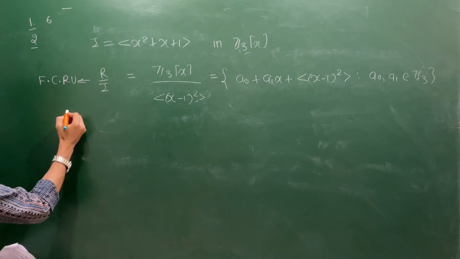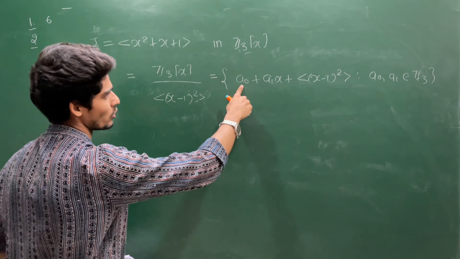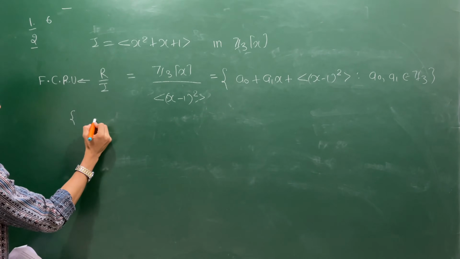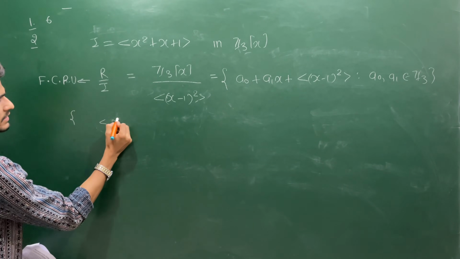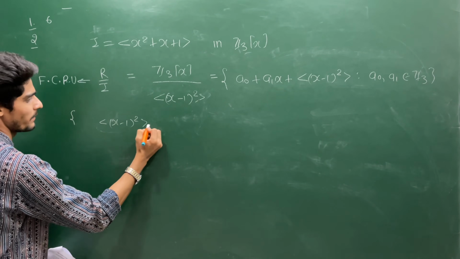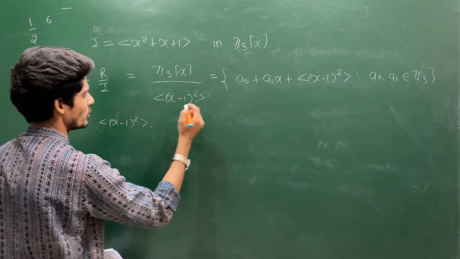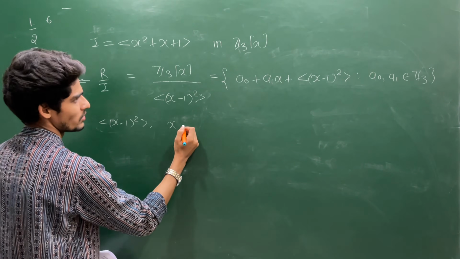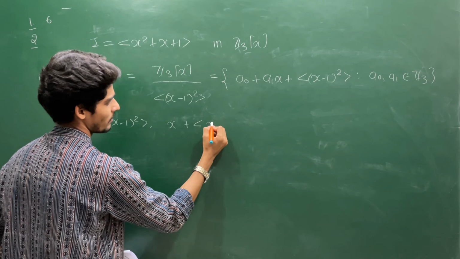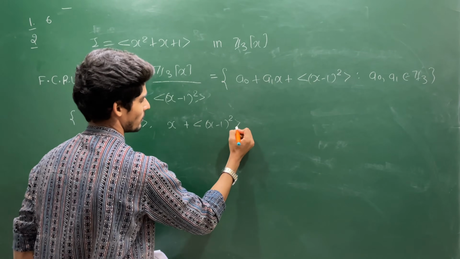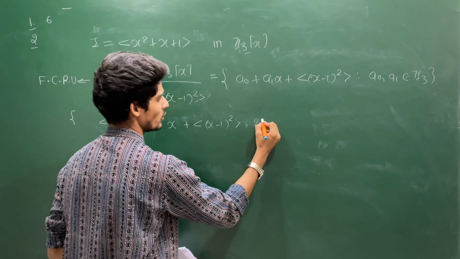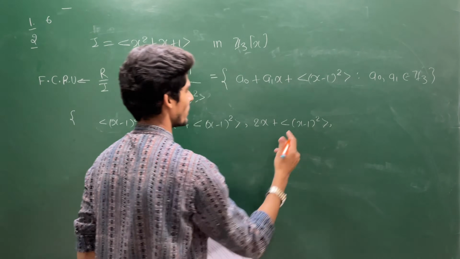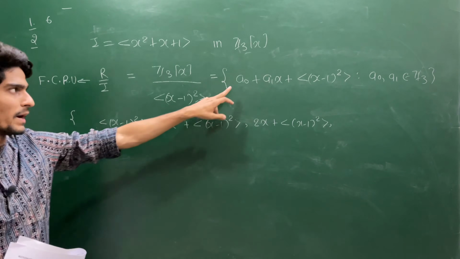So if you write the elements, suppose first I am fixing A0 to be 0 and I am varying this A1, I will have elements like this. This is the ideal generated by (x minus 1) whole square, by choosing A1 to be 0. Then A1 to be 1 I can choose, so x plus the ideal, then I can have 2x plus the ideal generated by (x minus 1) whole square. So these are my 3 elements by fixing A0 to be 0.